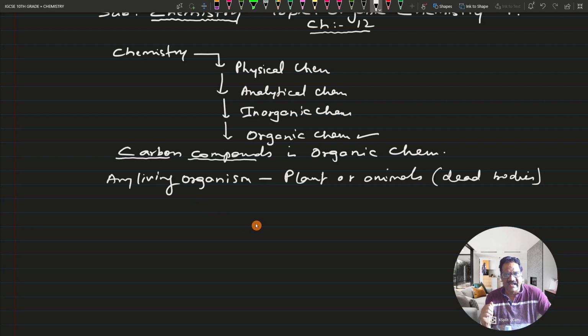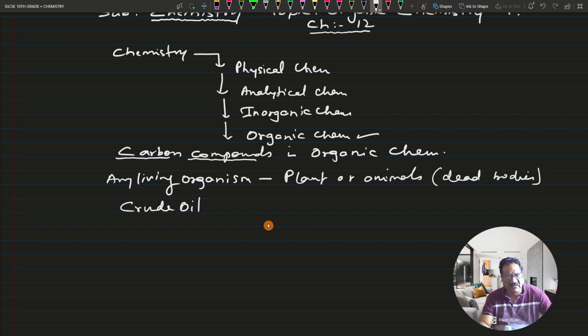And there they used to remain for millions of years, under the pressure of the weight of the earth's crust above them, because of the high temperature, and because of the water coming and mixing with it. So many things were happening inside the earth. After millions of years, these carbon compounds got converted into something called crude oil.